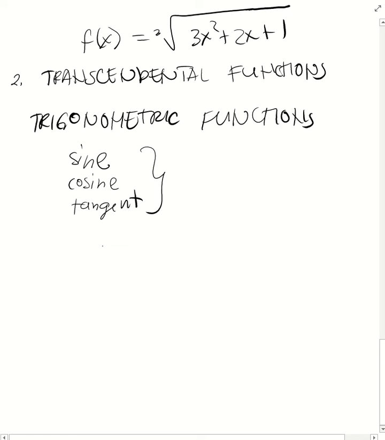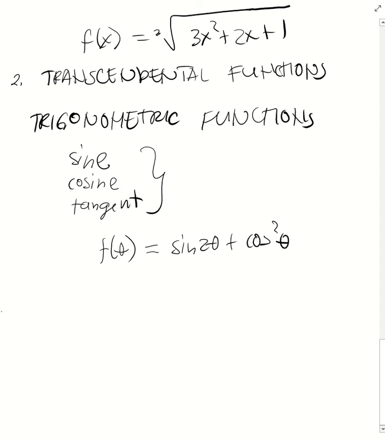So for example, f of theta, usually we use theta when we are in trigonometric functions, f of theta is equal to sine 2 theta plus cosine squared theta. So this can be considered to be a transcendental function under trigonometric functions.